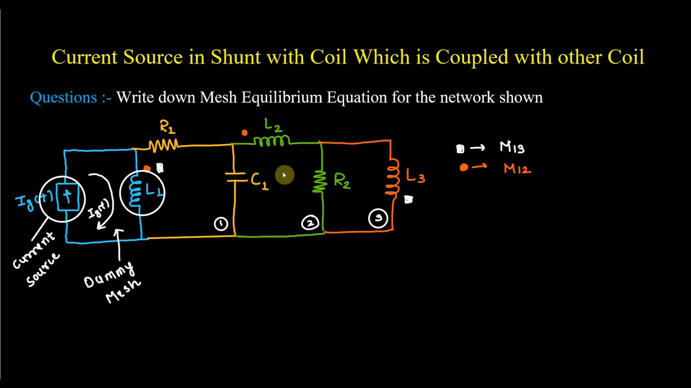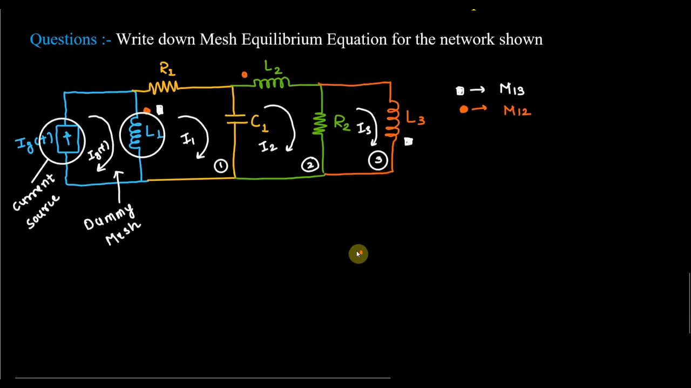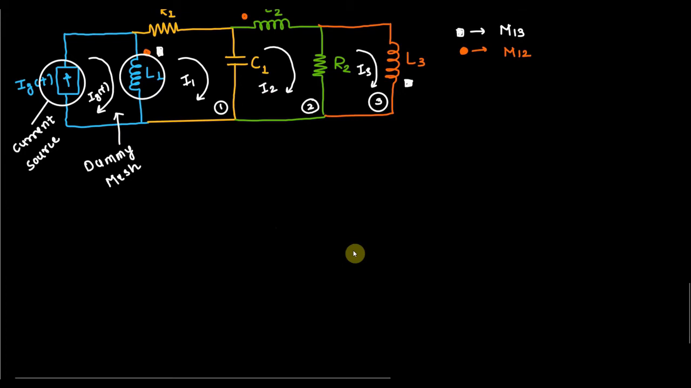We will assign the current to each mesh. So this current I will assign as I1, this current I will be assigned as I2, and this current I will be assigned as I3. Okay, so now the rest of the things are simple. What we have to do in the next step is simply write down the KVL equation for mesh 1, KVL equation for mesh 2, KVL equation for mesh 3, and finally we will write down everything in a matrix form. So we will be doing that.